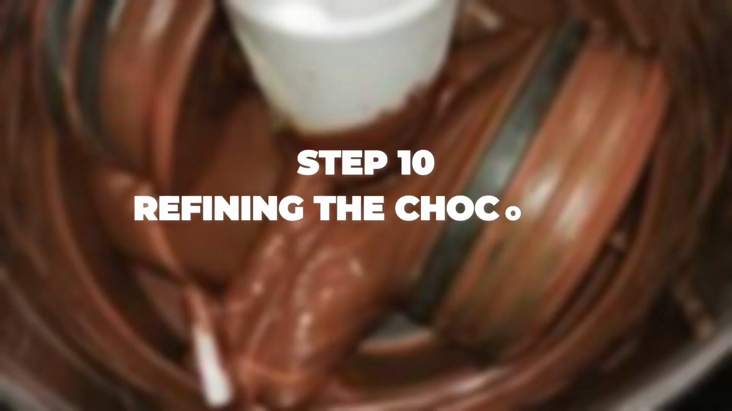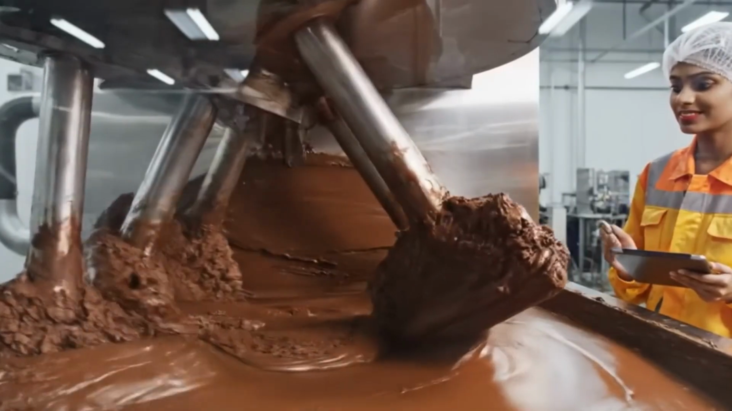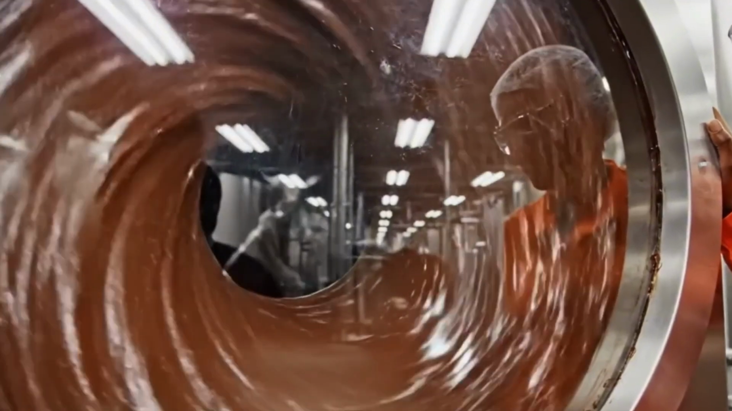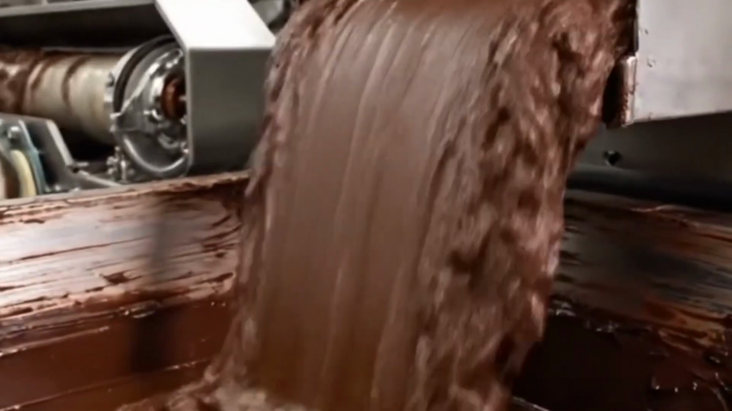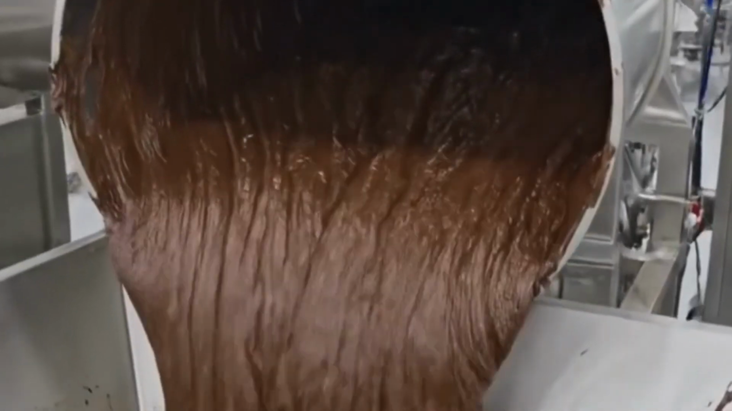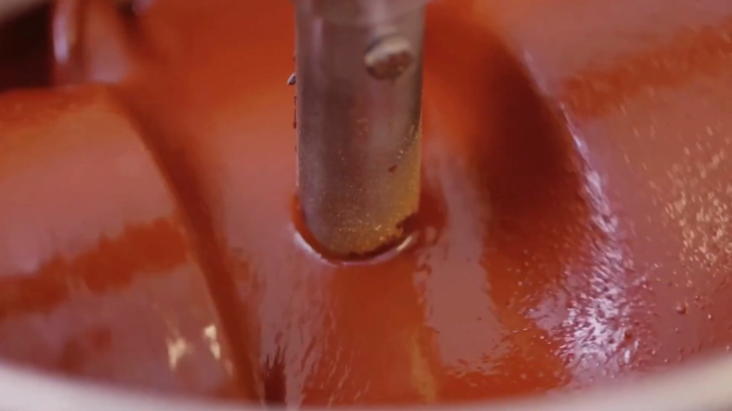Step 10. Refining the chocolate. After mixing, the chocolate mixture goes through refining machines. These machines grind the mixture into a very fine and smooth texture. Refining reduces the particle size of the ingredients. Because of this process, the chocolate becomes silky and smooth when eaten.